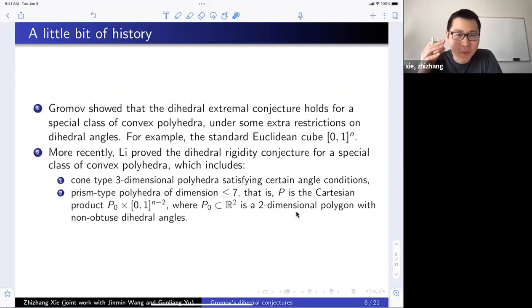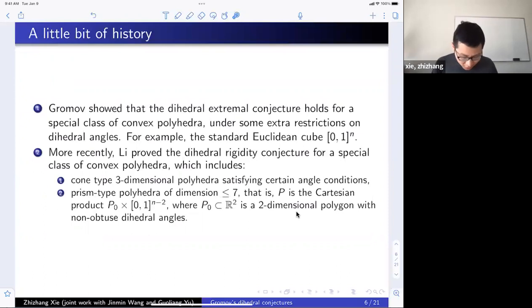So it's a cone type 3-dimensional polyhedron that satisfies certain angle conditions. Some extra angle conditions are imposed. It's a technical assumption because of the method he used, a minimal surface method, and this angle condition has to be imposed to achieve some regularity of minimal surfaces.